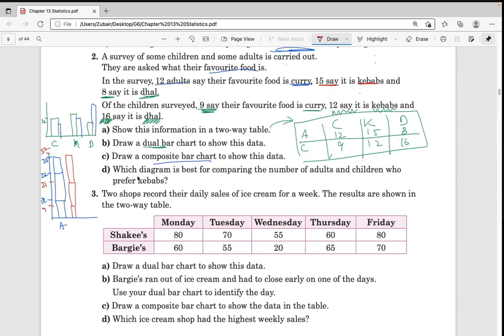D part says which diagram is best for comparing the number of adults and children who prefer kebab? Dual bar chart or composite bar chart? For comparing adults and children who prefer kebab, the dual bar chart is best. Very good, because we can directly see the comparison and adults prefer it more.